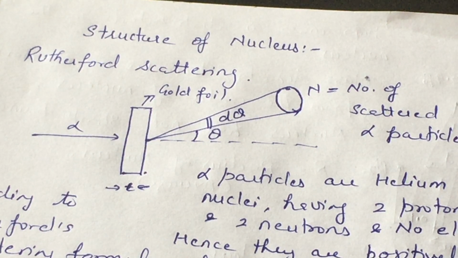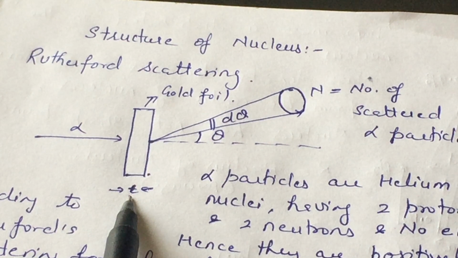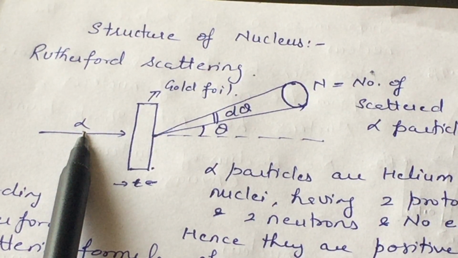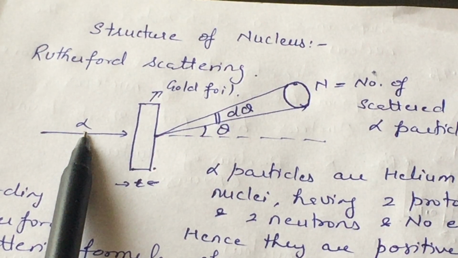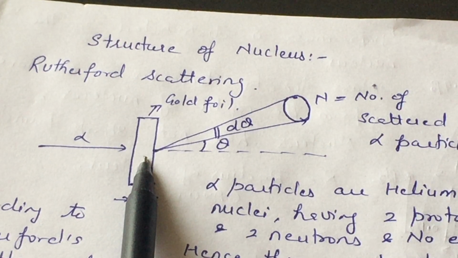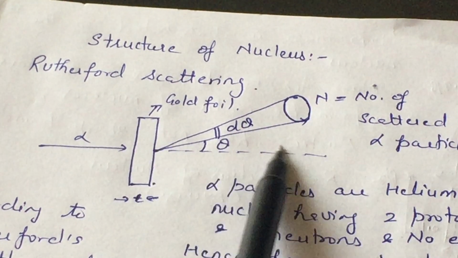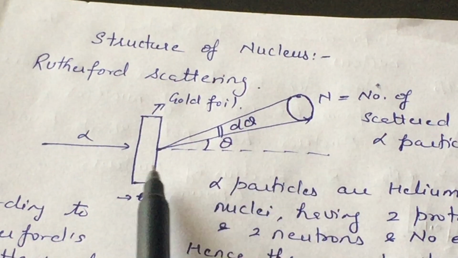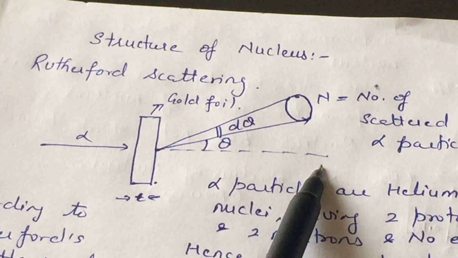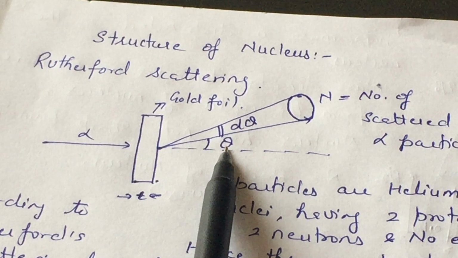In Rutherford scattering experiment, a gold foil of thickness T is taken, and alpha particles, that is helium nuclei having 2 neutrons and 2 protons without any electron, are allowed to scatter on this gold foil. Maximum of the alpha particles just cross the gold foil and trace the forward or straight path, but a few of them are scattered by an angle of theta.